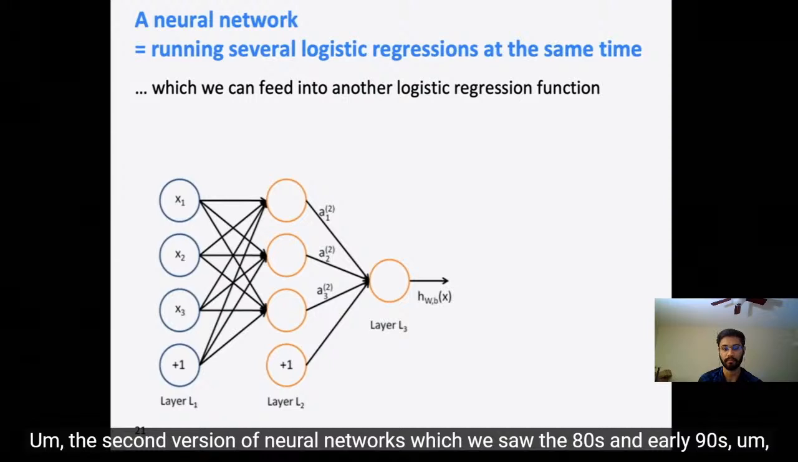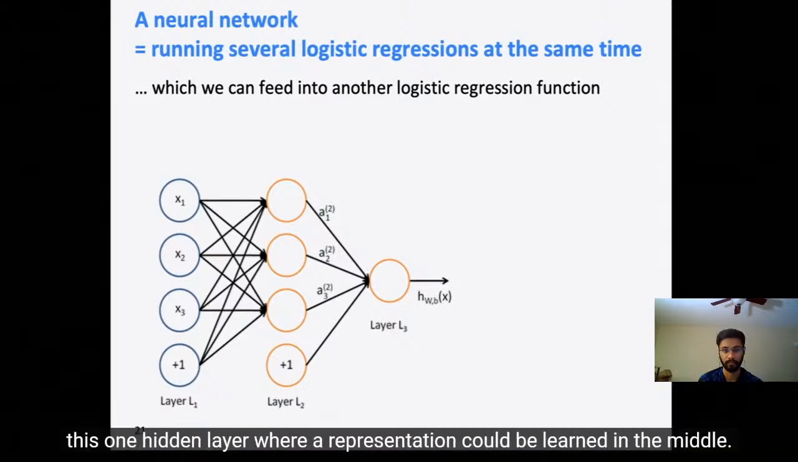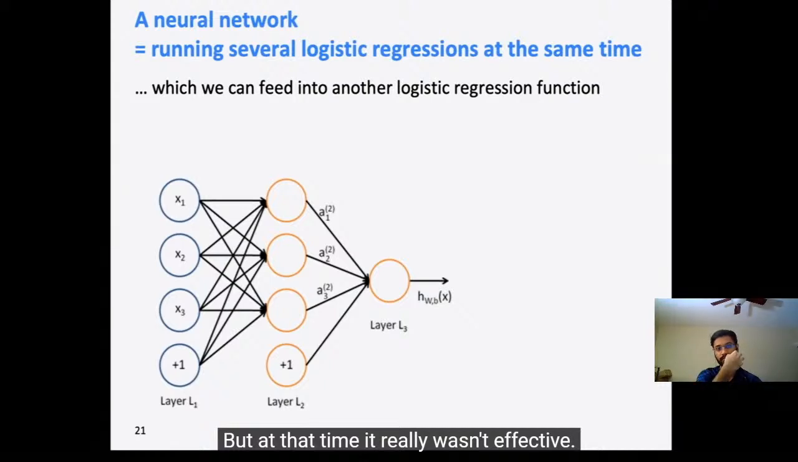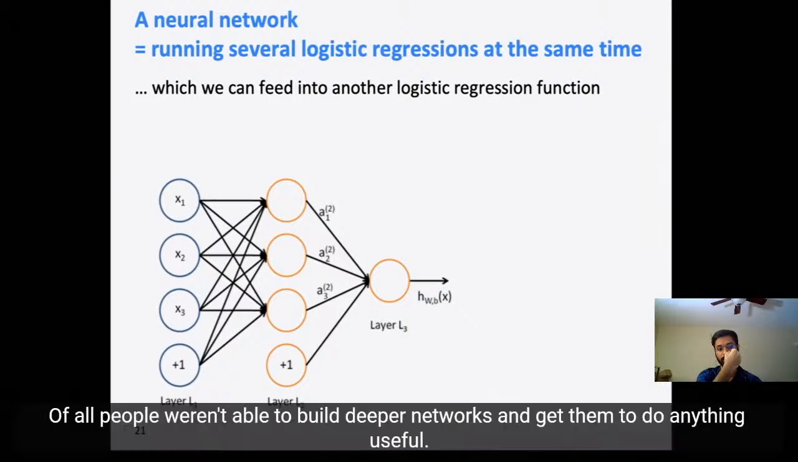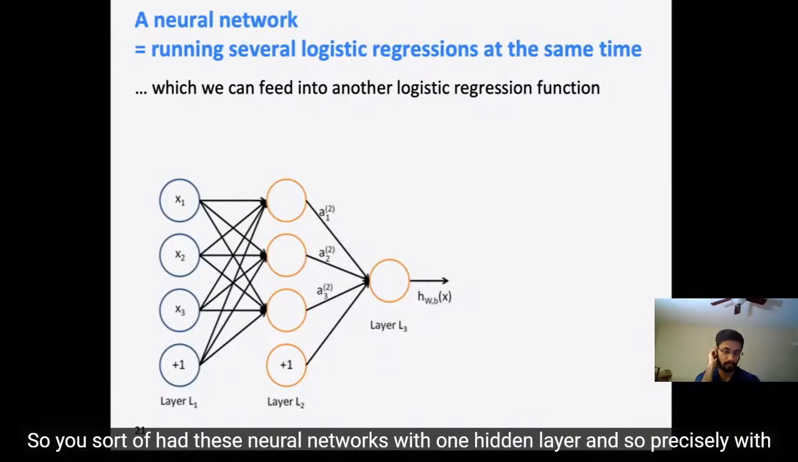the second version of neural networks, which was the 80s and early 90s, where people built neural networks like this that had this one hidden layer where a representation could be learned in the middle. But at that time, it really wasn't effective, or people weren't able to build deeper networks and get them to do anything useful. So you had these neural networks with one hidden layer.